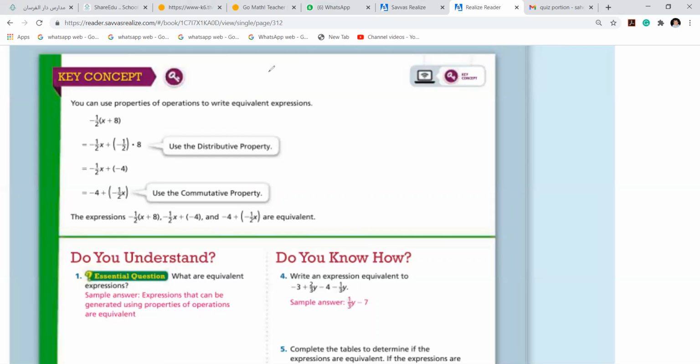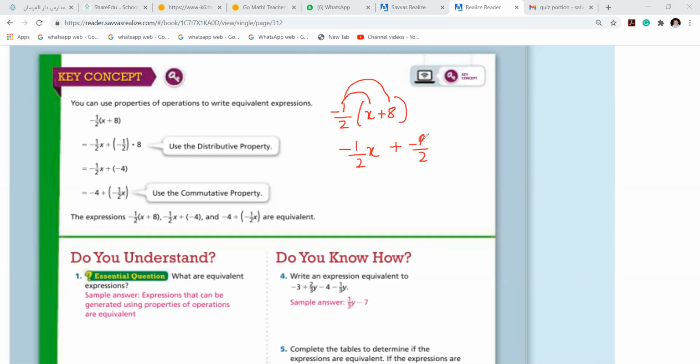The last type of question. They said write equivalent expressions. I need to open it. Minus half. Now girls, do you think any plus sign here in between? No. You don't have any plus sign here. That means I need to multiply this with this and this with this. I get minus half x when I multiply, and then I get minus half, and you have 8.